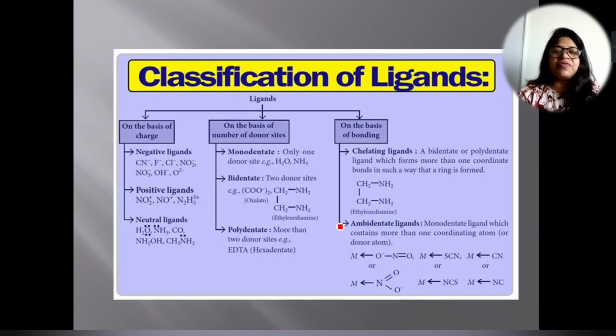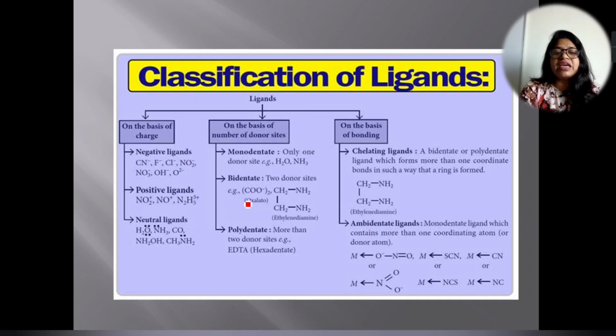Now, classification of ligands. Which are the types of ligands? Ligands can be classified either based on charge or based on the donor site. Based on charge, you can classify into negative, positive and neutral ligands. Cl-, F-, NO2-, CN- are all negative ligands which can donate a pair of electrons. NO2+, NO+, N2H5+ are all positive ligands which also have a pair of electrons to donate. Neutral ligands: H2O, NH3, CO, NH2OH are all neutral ligands, which don't carry either positive or negative charge, but can donate a pair of electrons.